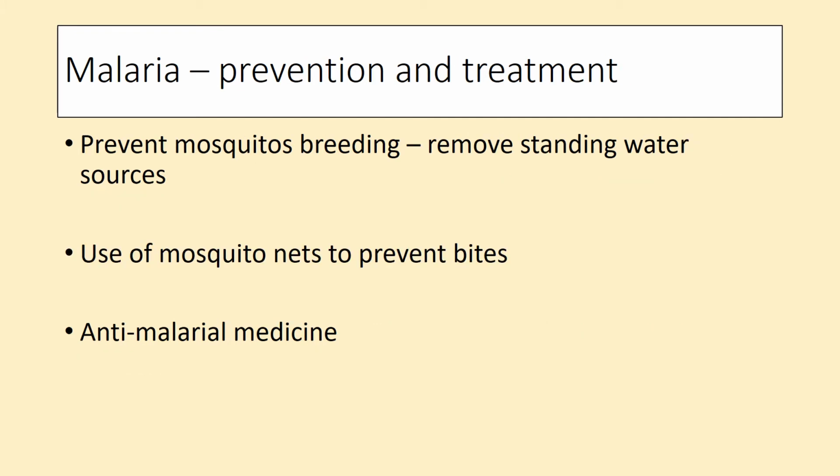So we can prevent mosquitoes breeding, we can remove standing water such as puddles, and we can use mosquito nets to prevent bites. Also, we can use vaccinations, so we can vaccinate young people against malaria, and therefore they become immune to getting that disease. And we'll go over vaccinations in greater detail in this PowerPoint.